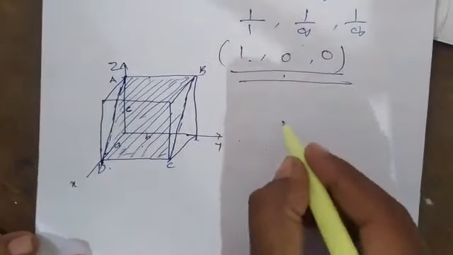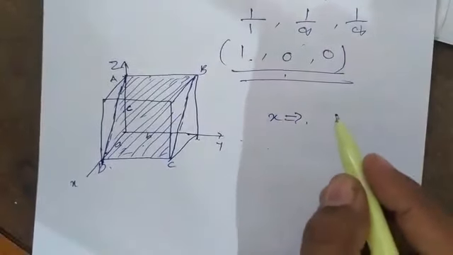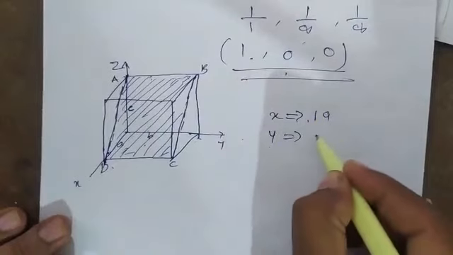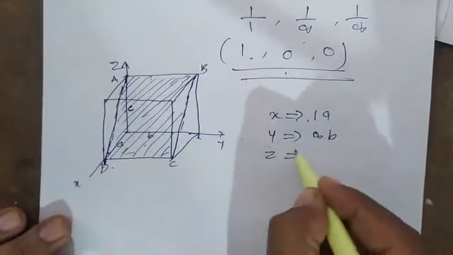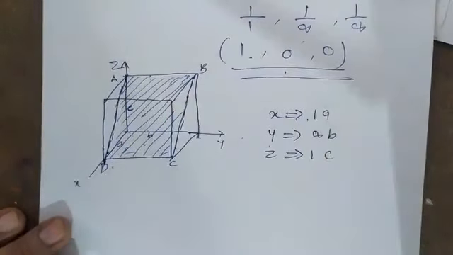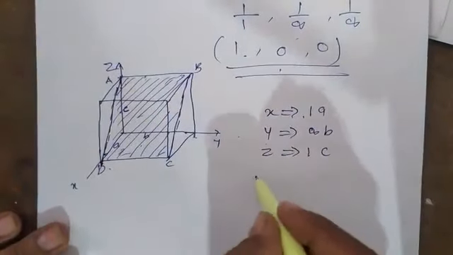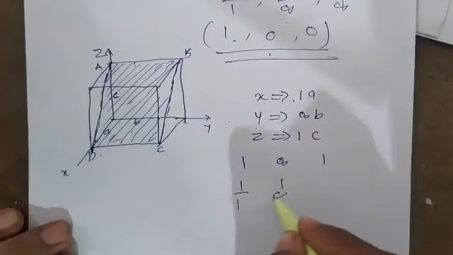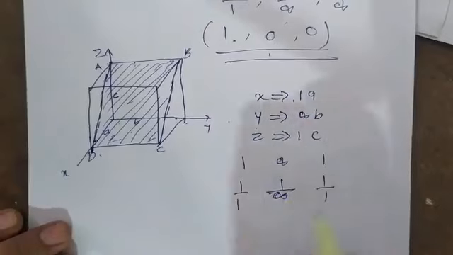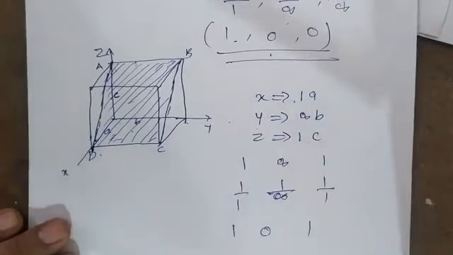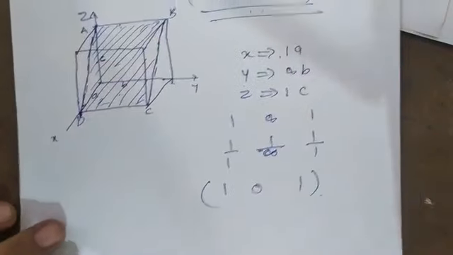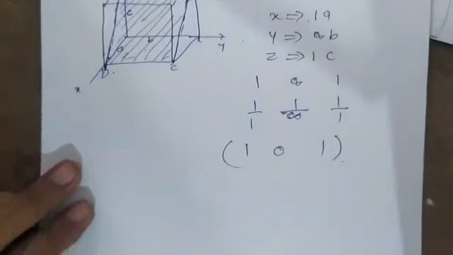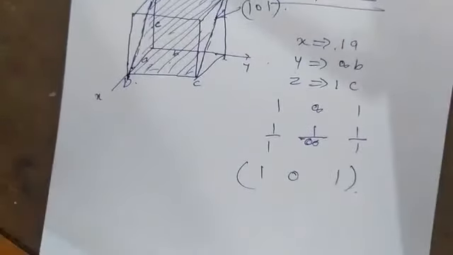Therefore, we can directly find the intercepts of this plane. Along the x-axis it is 1a, along the y-axis it is infinity b, and along the z-axis it is 1c. The intercepts are 1, infinity, 1. Taking the reciprocal, we get 1 upon 1, 1 upon infinity, and 1 upon 1. That is 1, 0, 1. So this plane represents the (1 0 1) plane. Put it in parentheses, and that gives the indices of this particular plane.